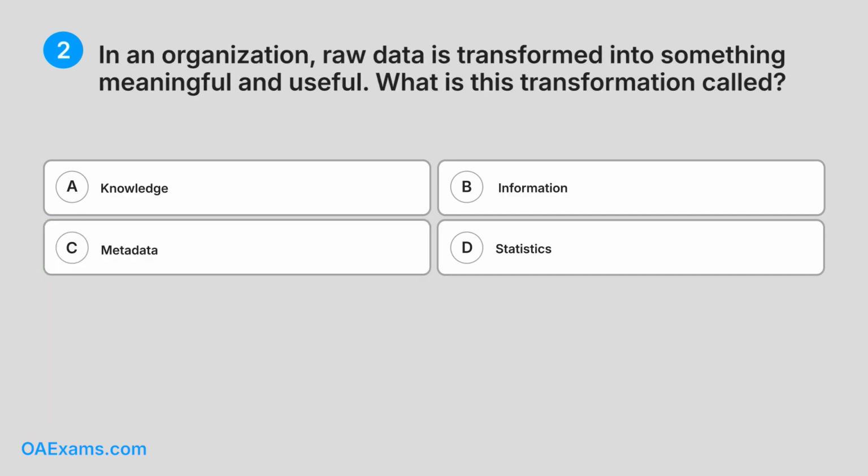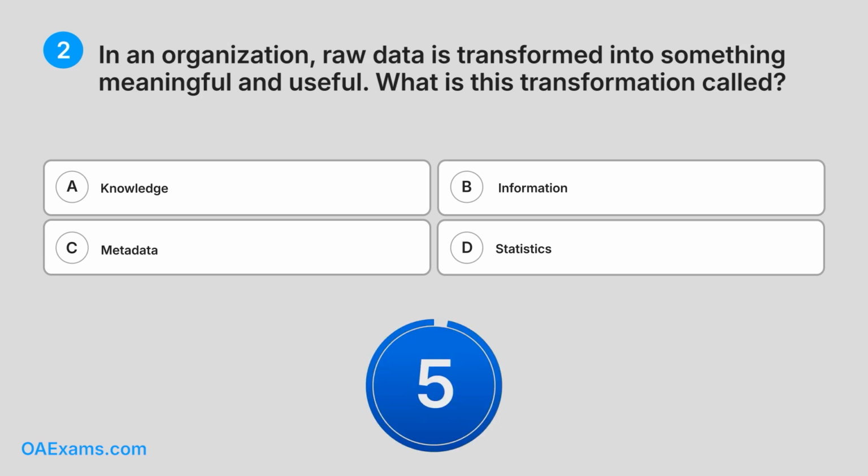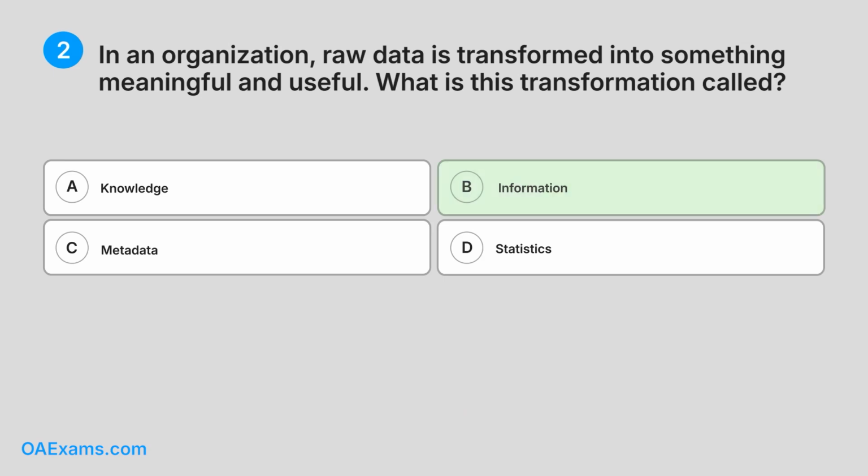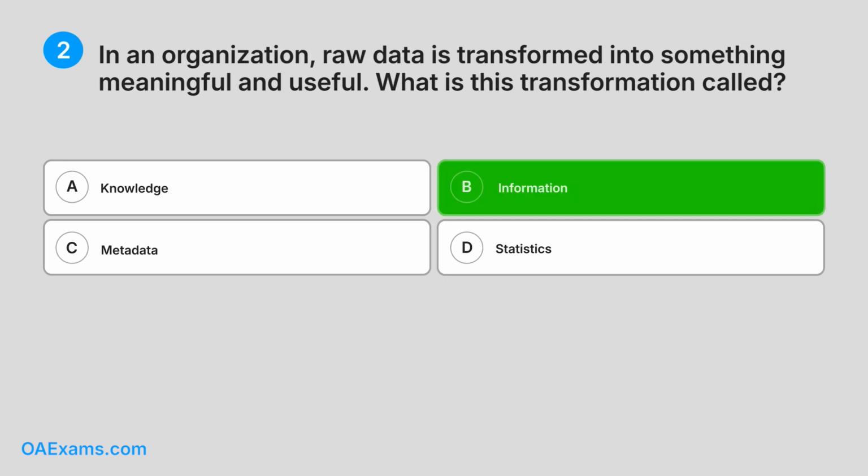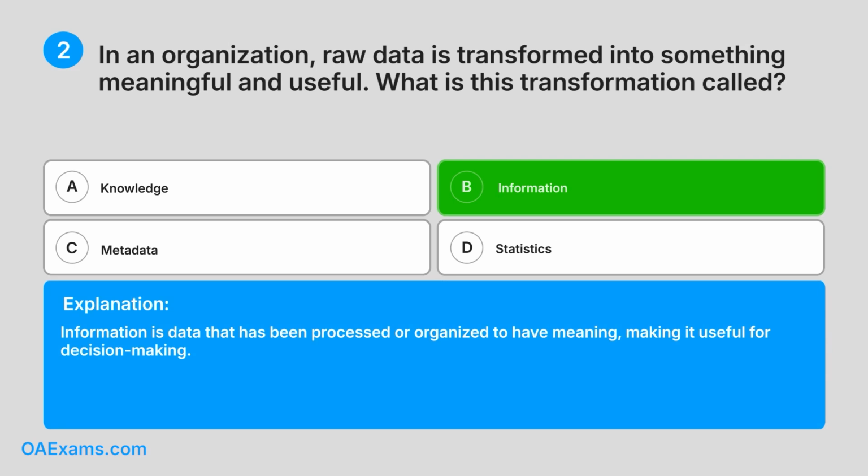2. In an organization, raw data is transformed into something meaningful and useful. What is this transformation called? A. Knowledge. B. Information. C. Metadata. D. Statistics. Do you know the answer? Correct answer. B. Information. Explanation. Information is data that has been processed or organized to have meaning, making it useful for decision-making.